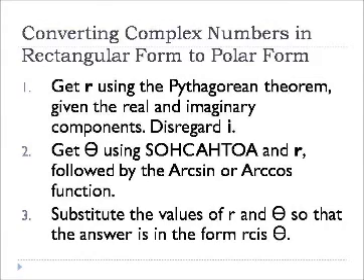First, you get r using the Pythagorean theorem, given the real and imaginary components. You then disregard i. Next, you get theta using SOHCAHTOA and r followed by the arcsine or arccosine function. Lastly, substitute the values of r and theta, so the answer is in the form r cis theta.